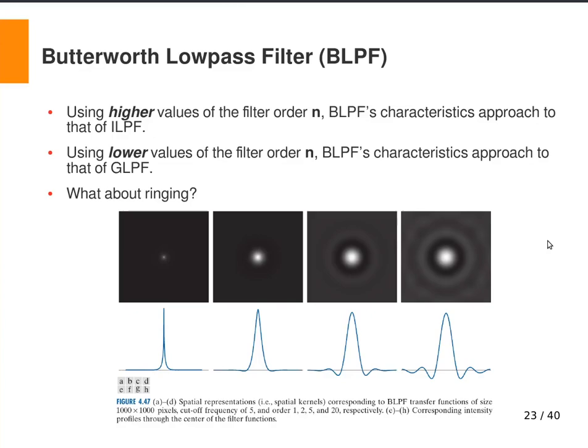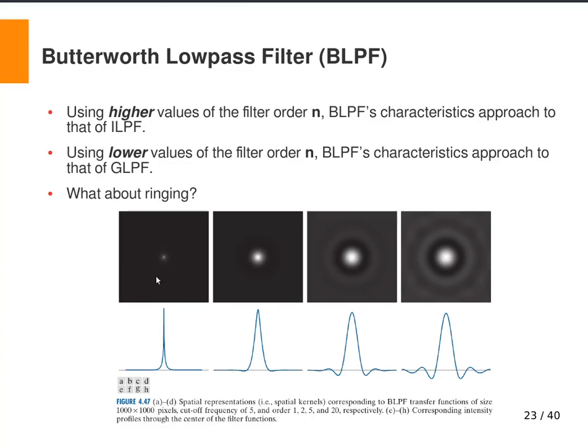As for the ringing, if we change the order n, we see the effects of ringing artifacts. Here in this image we have spatial representations of the Butterworth low pass filters. We designed the filter transfer function to be of size 1000 by 1000, and the cutoff frequency for all these 4 filters is 5. But what we did was change the order.